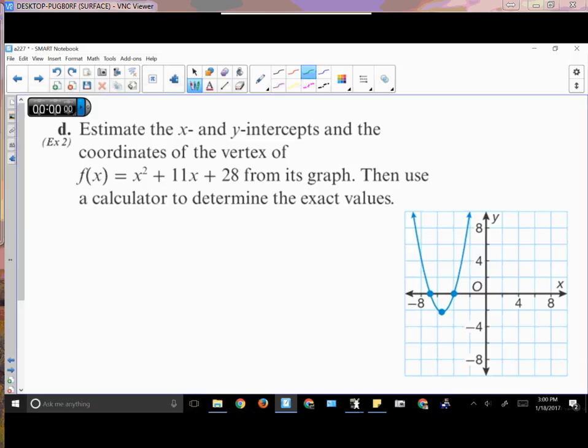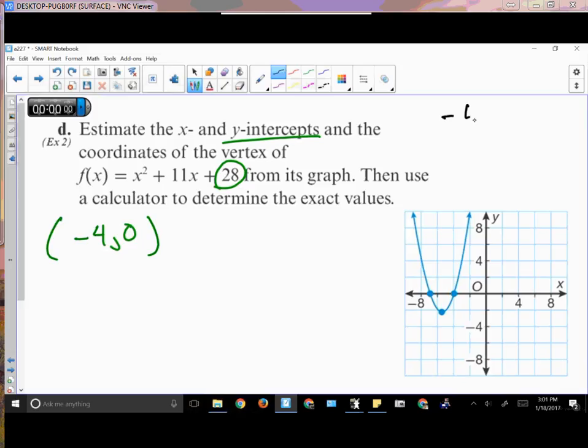28. Absolutely correct. Y-intercept is 28. The y-intercept will always be the constant. The y-intercept will always be c. Okay. Now, I need the x-intercepts. Can anybody tell me what this x-intercept is? What's that one at? 1, 2, 3, 4. So that's going to be at negative 4, comma 0. Okay. Do we know where that one's at? 1, 2, 3, 4, 5. I don't really know. Okay, I can't tell.